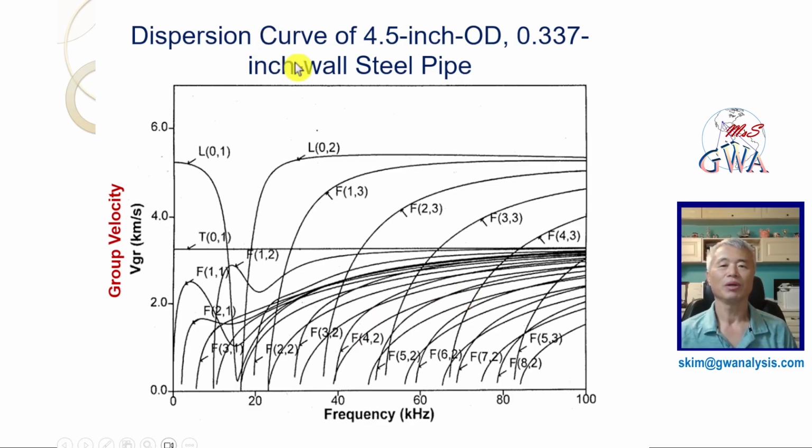This is one example of a dispersion curve of 4.5 inch OD and 0.337 inch wall steel pipe. The plot shows frequency on the x-axis and group velocity on the y-axis. There are so many modes. The question is which wave mode is best for guided wave testing.